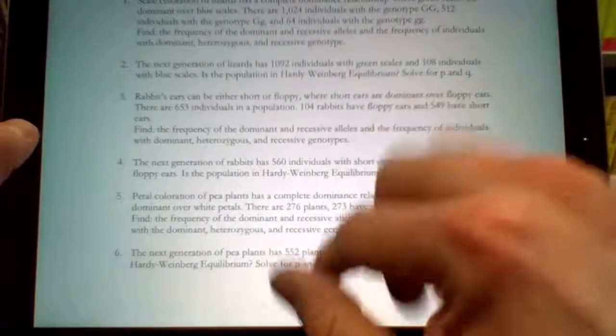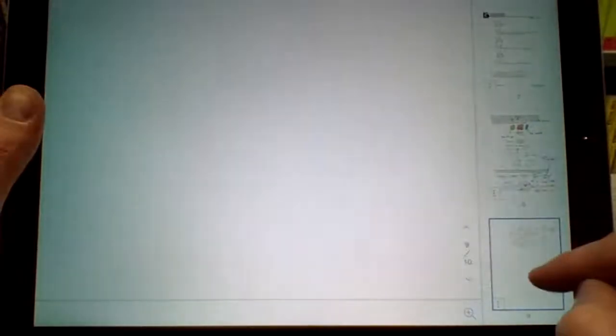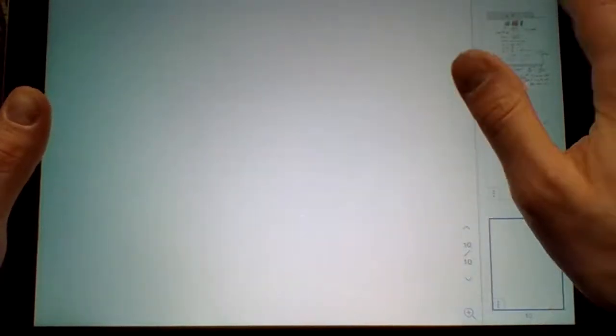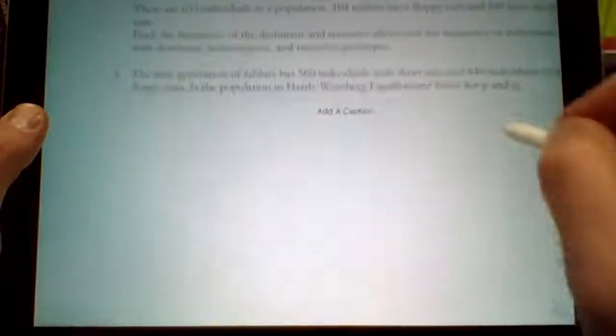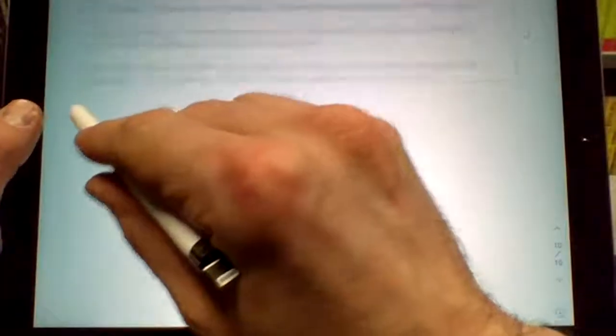You only need to do enough work on these follow-up questions, on the next generation questions, until you have an answer. Once you have your answer, I don't expect you to keep going and keep solving for more and more problems. Just at that point, you're done, unless it asks you to do extra stuff.